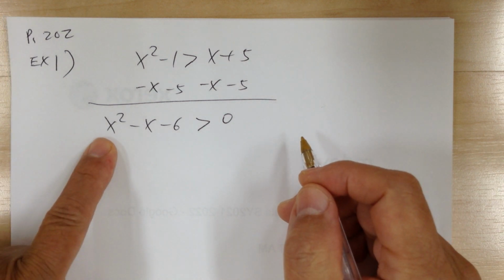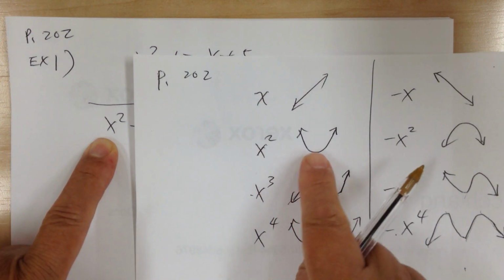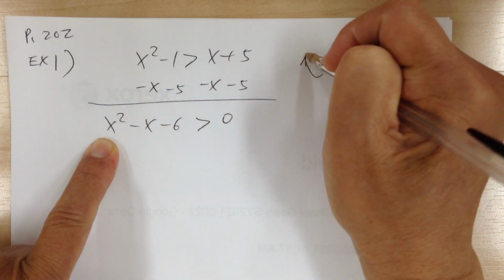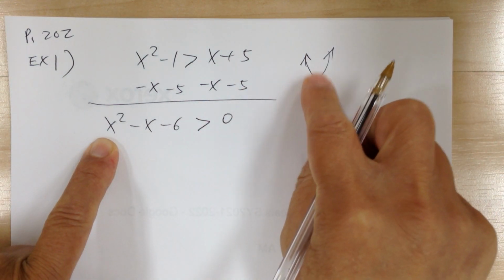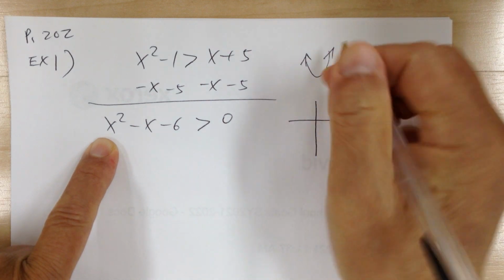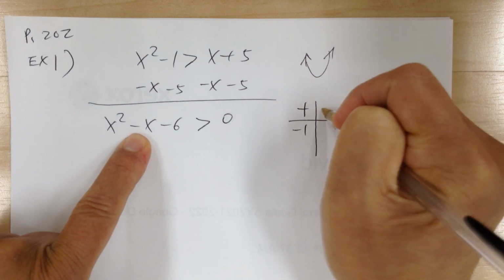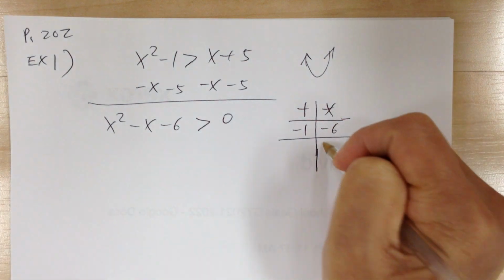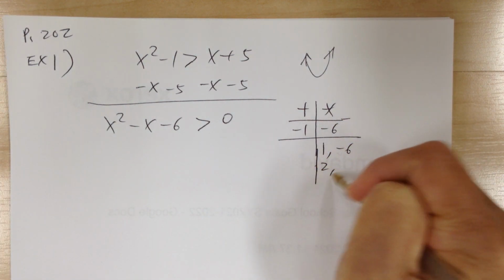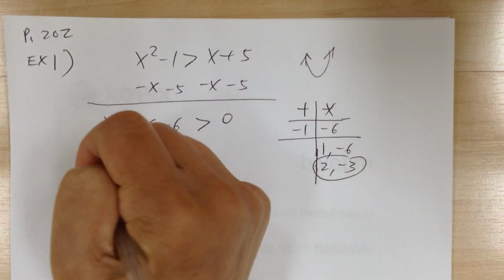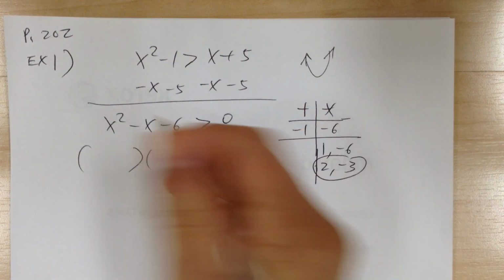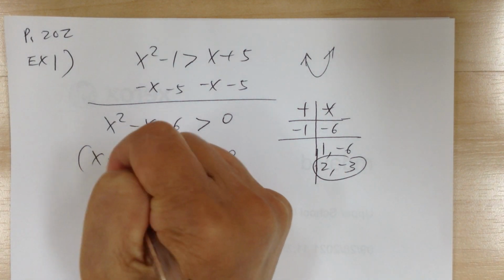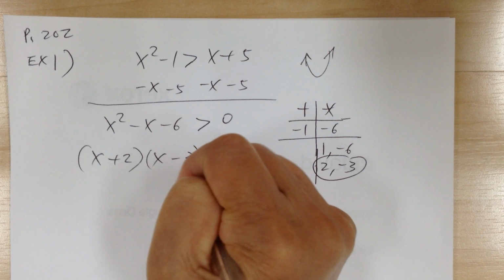And by the way, because it's x squared, you know the shape is going to look something like this. Just be aware of that. When you're doing the factoring, you need numbers that add to get negative 1 and multiply to get negative 6. So 1 and negative 6, 2 and negative 3, and that's it. So when you factor, you break down the x squared into x and x, and this will give you plus 2, negative 3.